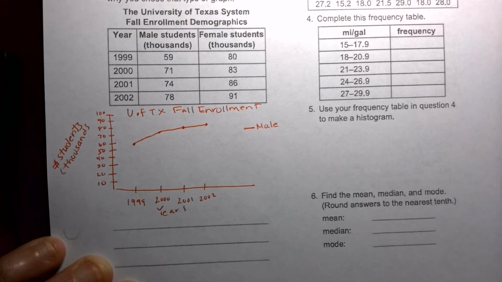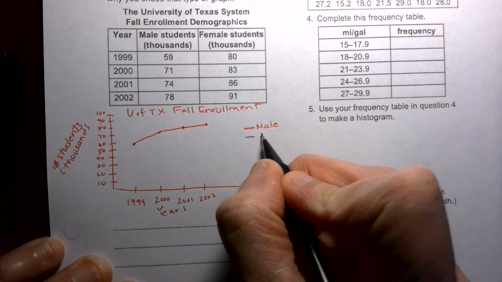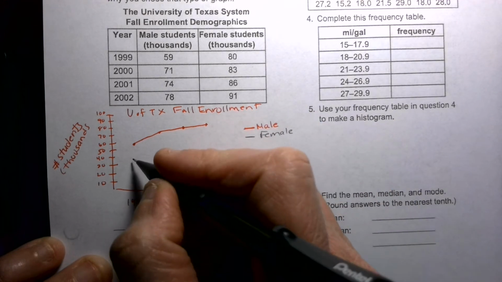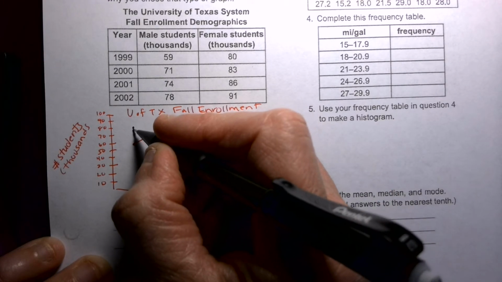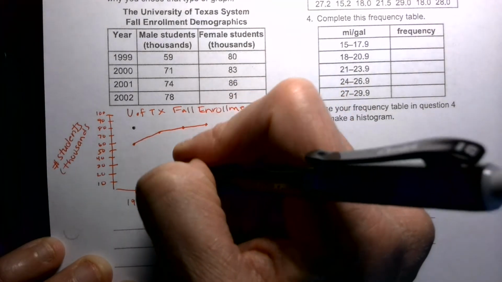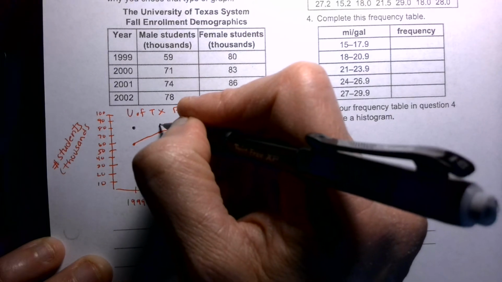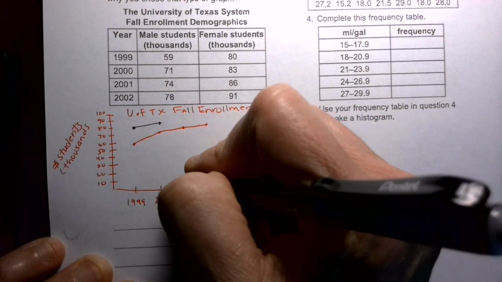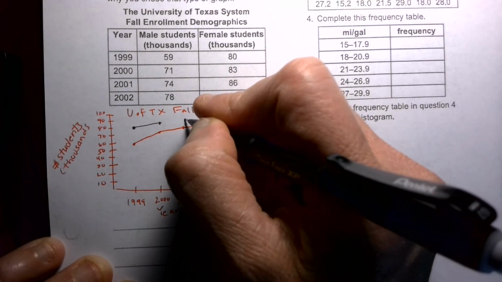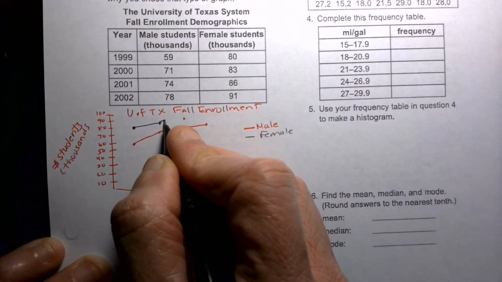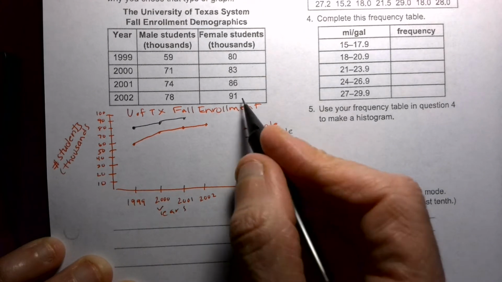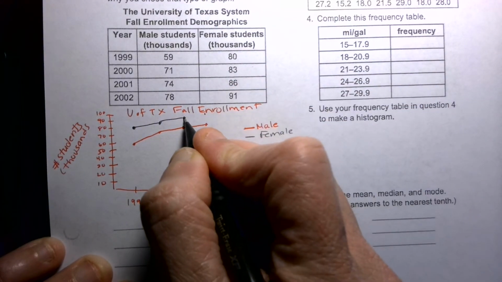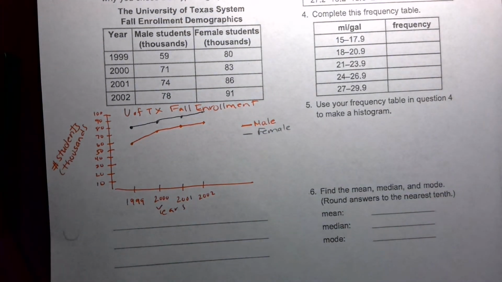Okay. And I'll use this for my female. It starts with 80, goes to 83, goes to 86. Kind of getting shaky up here because I'm near the top there. I wasn't quite so perfect. And 91. Okay. So there's the two things.